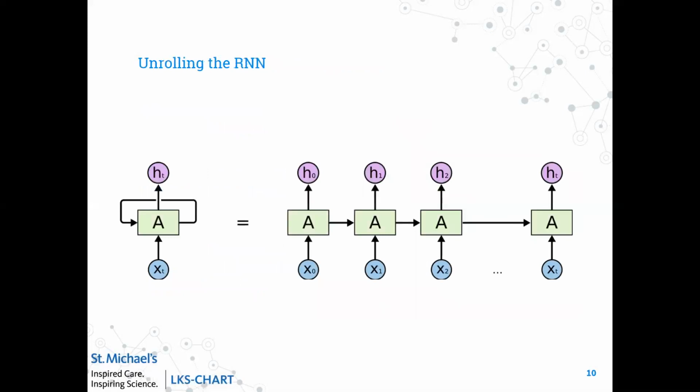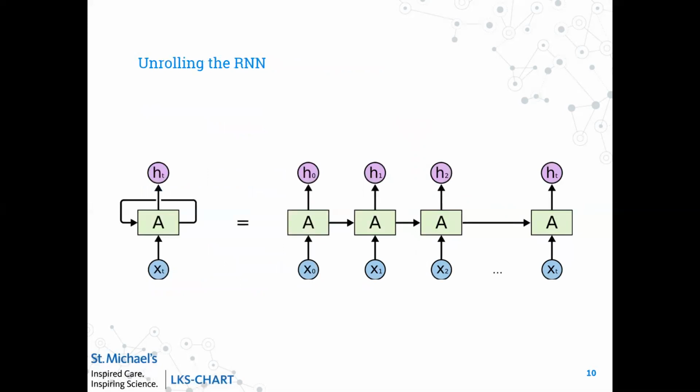So let's unroll the RNN and look at it a bit closer. Our input is a sequence that is denoted by the blue circles. You have x0, which is the first element of the sequence, x1, which is the next element, x2, and so on here.